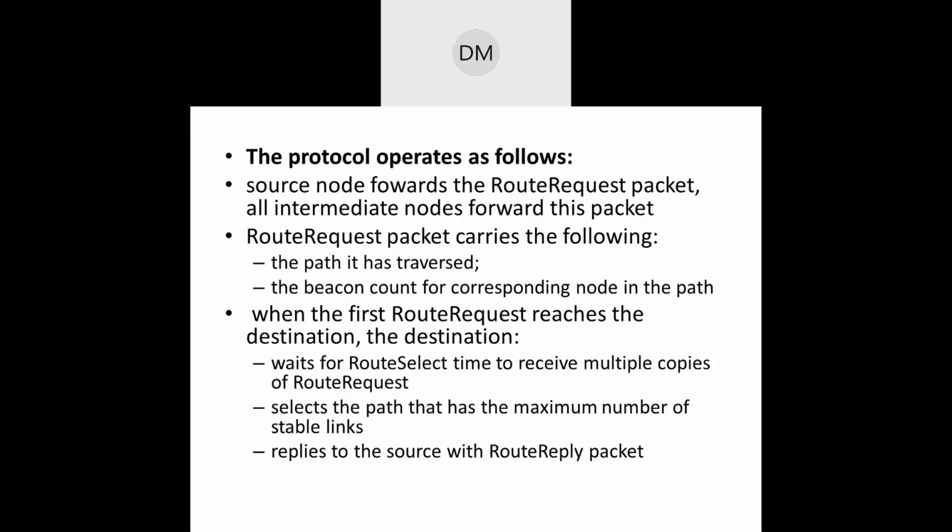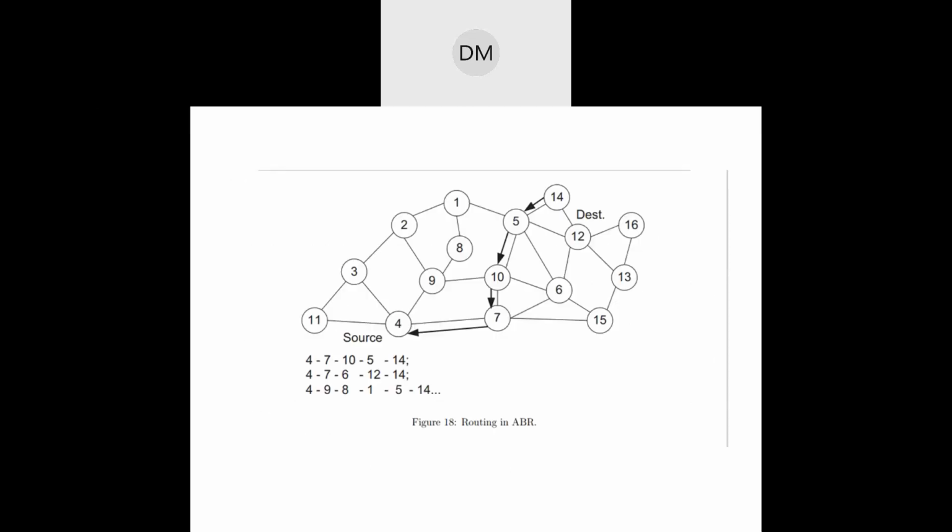After getting the route requests, it will select the path that has the maximum number of stable links. Then the destination will send a route reply, and it will validate that path. So like this, there are many ways we can go. Here we have taken 4 as the source and 14 as the destination, and it has selected one.